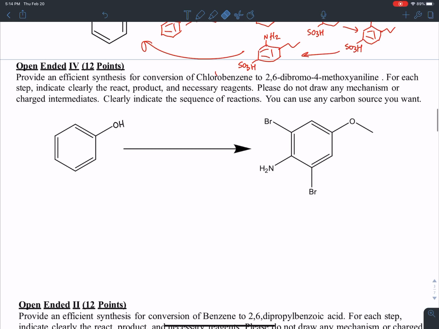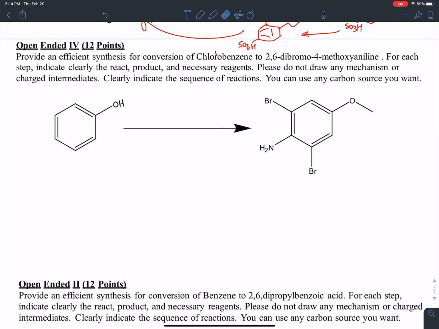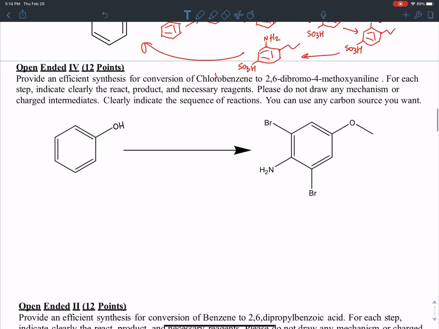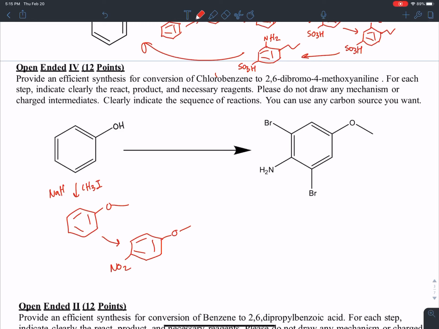Okay, let's go to the next one. What is this? Okay, so the first thing I want to probably do is take this OH and turn it into this O-methyl. So we learned how to do that. It was NaH with CH3I. So we learned that at the beginning of this video. So once you make that, this is ortho-para and it's hindered. So next thing we can do is add the NO2. Very next thing is we add the NH2, or we reduce the NO2 to NH2.